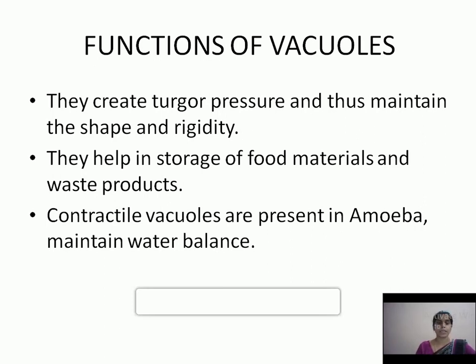Yes. And the second one, they help in storage of food materials and waste products. These vacuoles store the food material and thus store the waste products also. Okay. And next, contractile vacuoles are present in amoeba to maintain water balance. See, these vacuoles are present in amoeba also. Why? Because the amoeba lives in water. Okay. So this amoeba has what? Contractile vacuole, and these also help in what? Maintaining the water balance. Clear? Yes.